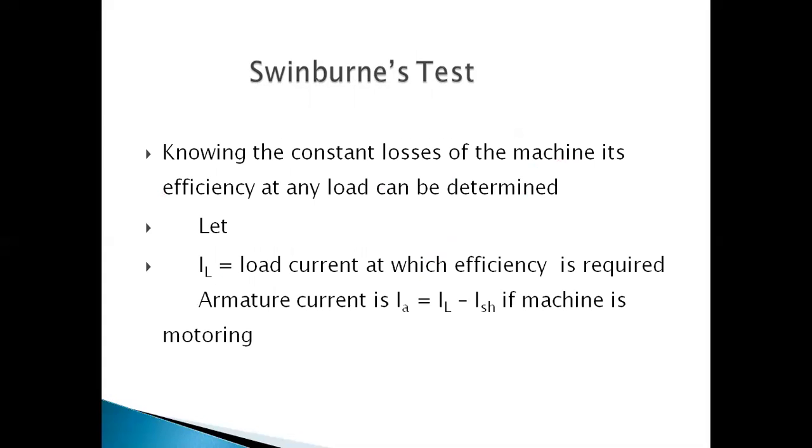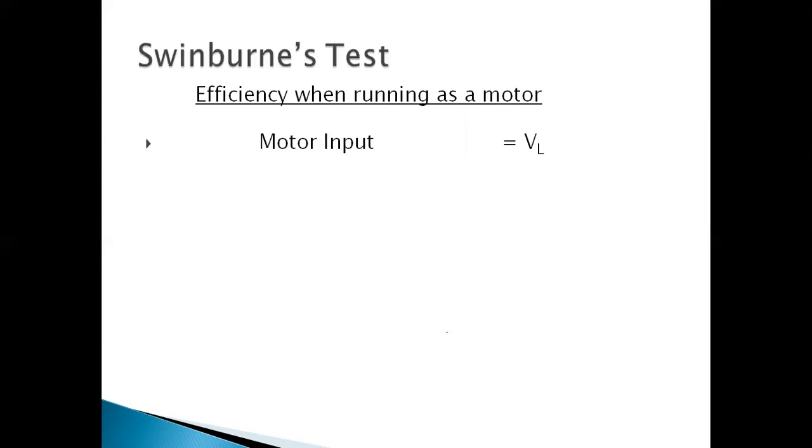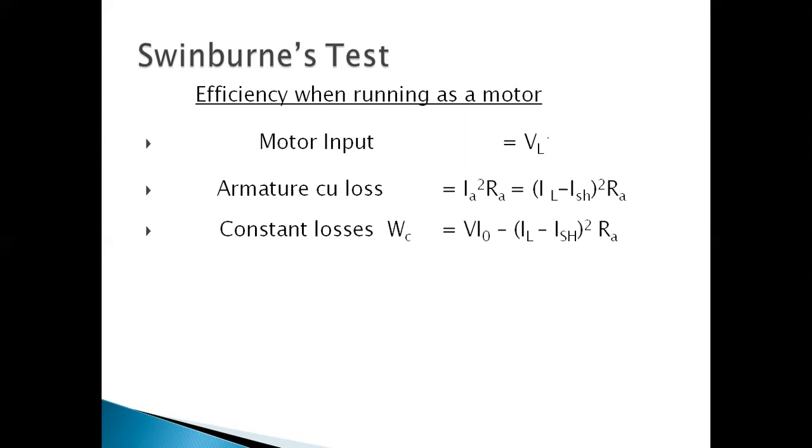Let IL be the load current at which efficiency is required. Armature current IA is equal to IL minus ISH, according to KCL, if the machine is motoring. Then IA is equal to IL plus ISH if the machine is generating. Then efficiency when running as motor: motor input is equal to V into IL.